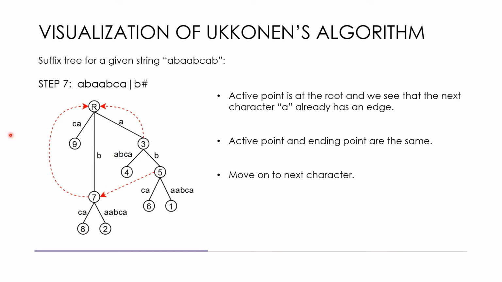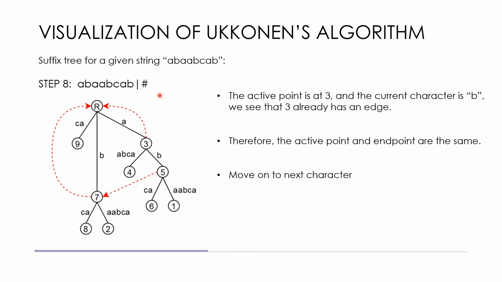So on step number 7, we are looking at one of the last characters, which is letter A. Currently our active point is at the root, and we're looking for the character A, which already has a transition. And since it already has a transition, the active point and the endpoint remain the same, and therefore we don't need to make any changes, and we simply move on to the next character.